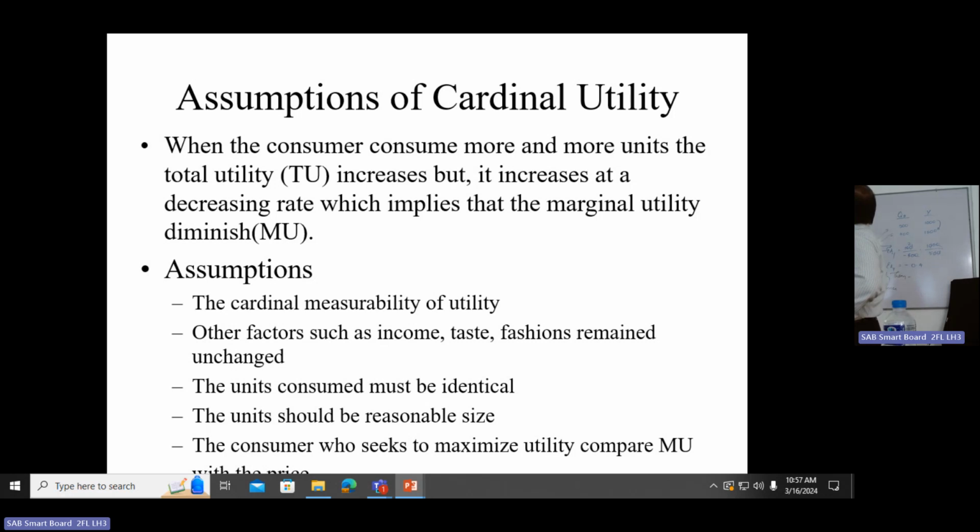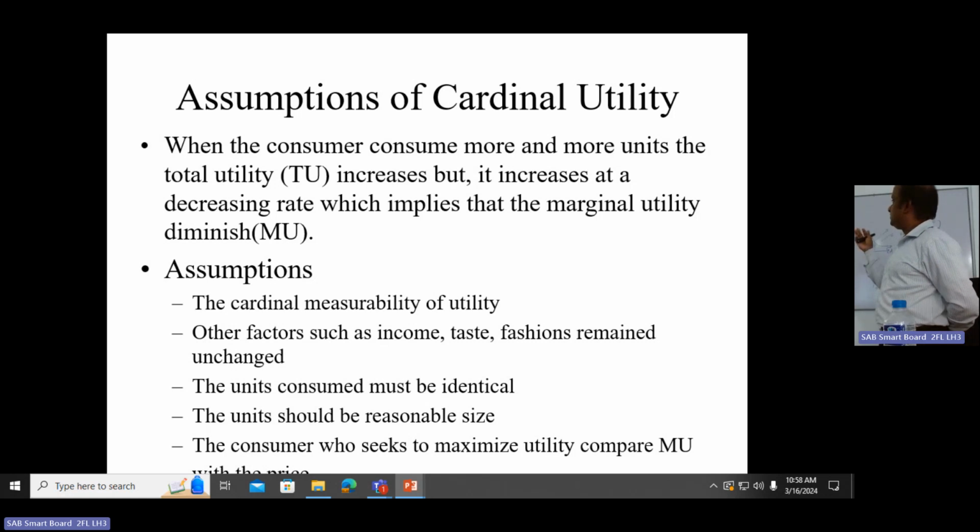And units consumed must be identical, right? So you consume identical units. And also we assume you consume in a reasonable size. You are not taking a gallon of something. You take only a cup of tea, and you continuously increase the cups of tea, right? Likewise, a sizable portion. If you take the whole at once, this will not apply. So you gradually and continuously increase the consumption in sizable amounts.